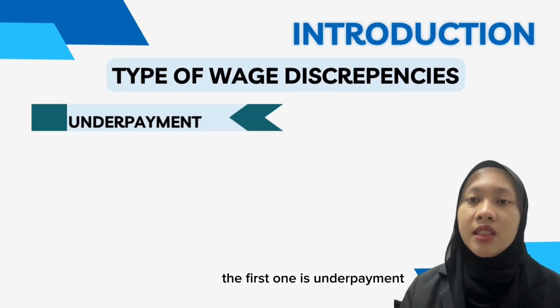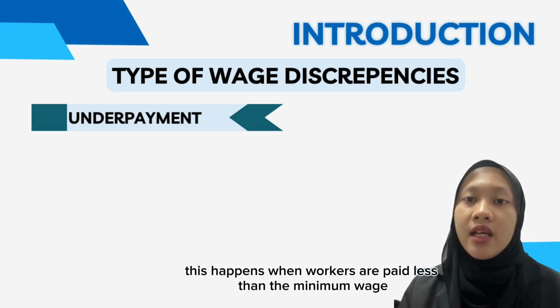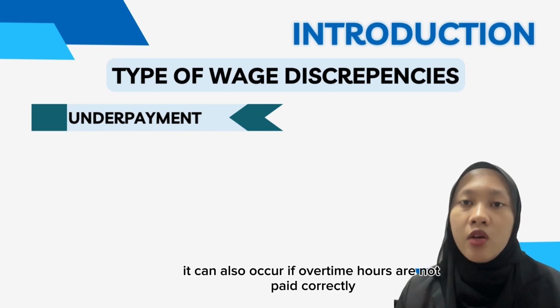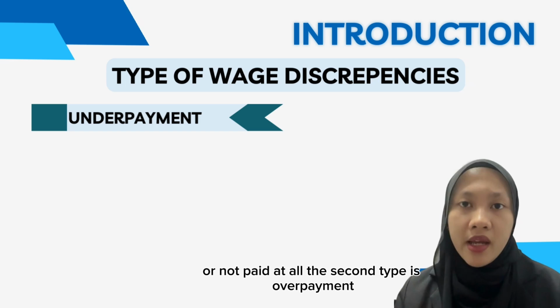The first one is underpayment. This happens when workers are paid less than the minimum wage or less than the agreed rate. It can also occur if overtime hours are not paid correctly or not paid at all.